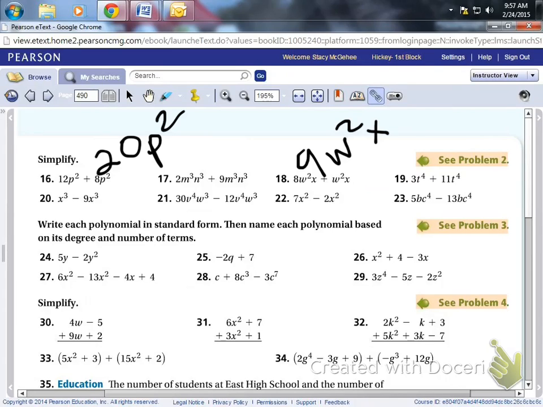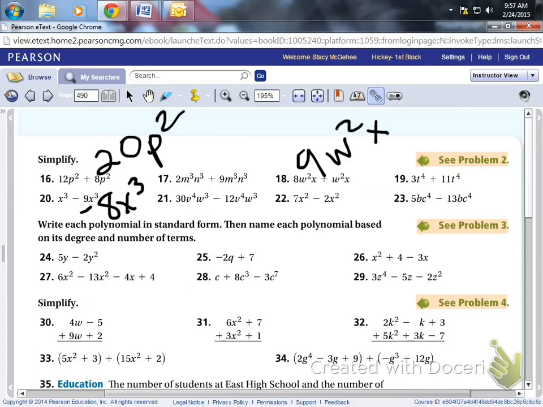Okay? Number 20, x to the third minus 9x to the third. Once again, x to the third must have a value. It can't be 0 because it's x to the third. It has value. So it's an understood 1. So you've got 1x to the third minus 9x to the third. That would give you negative 8x to the third. Basically, it's 1 minus 9.